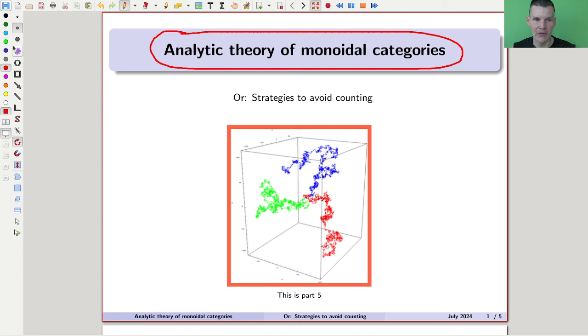Part number 5, which really means there are 4 parts before this. So it actually will be reasonably self-contained, but maybe not quite. You get the point. My strategy to avoid counting today is that I would really like to address the same question as before, but now in a general monoidal category, whatever that means. It will be a bit more precise as we go along.